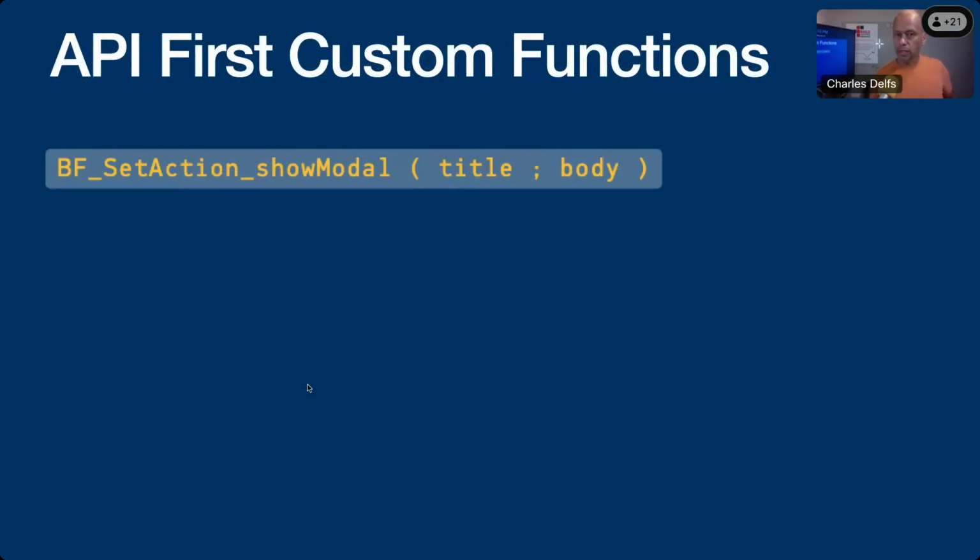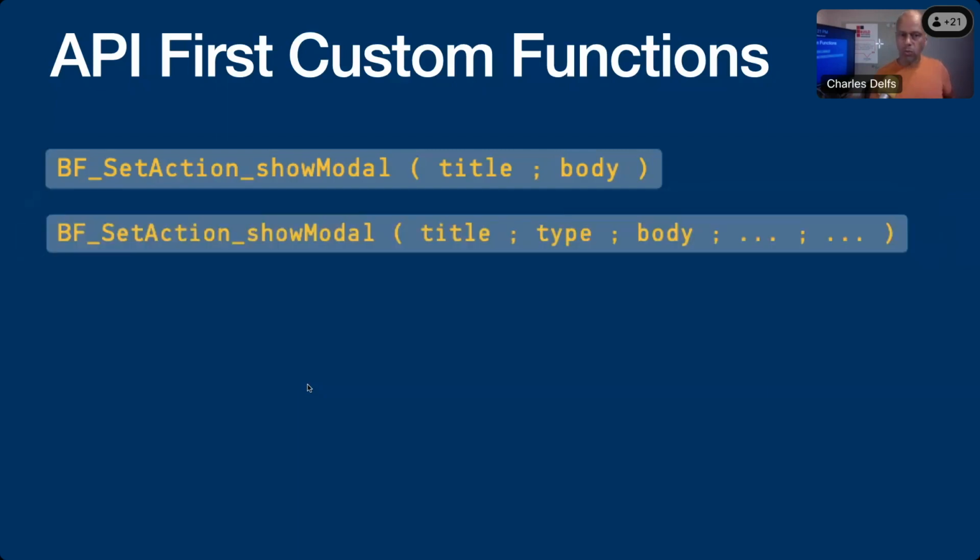But then we ran into problems with that, right? You end up wanting a type, because we want to show it's a success modal, a failure modal, a warning modal, and so on. And you start adding these extra parameters or arguments onto the custom function, right?